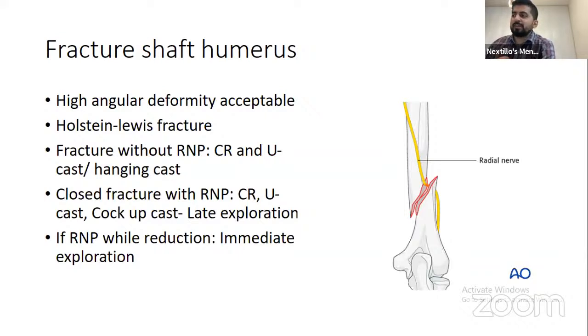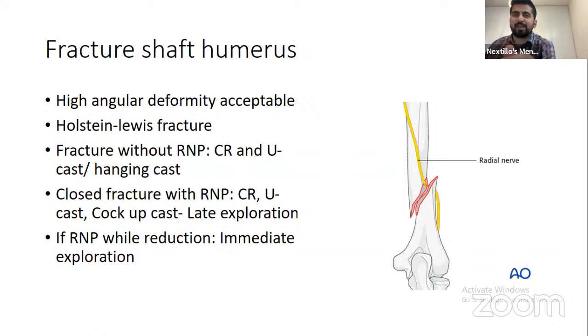Now, Holstein-Lewis is a special kind of humeral shaft fracture. If you can see in this picture here, it is a fracture of the distal third of the shaft of humerus. It is a kind of long spiral fracture. What happens is that the radial nerve might get injured or entrapped in this fracture, and this is commonly known to cause a radial nerve injury. Hence the Holstein-Lewis type of fracture, which is the distal third fracture of the humerus shaft, is known for radial nerve injuries.